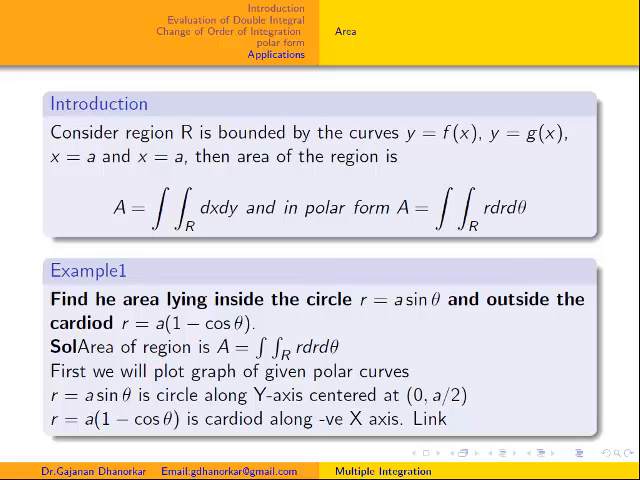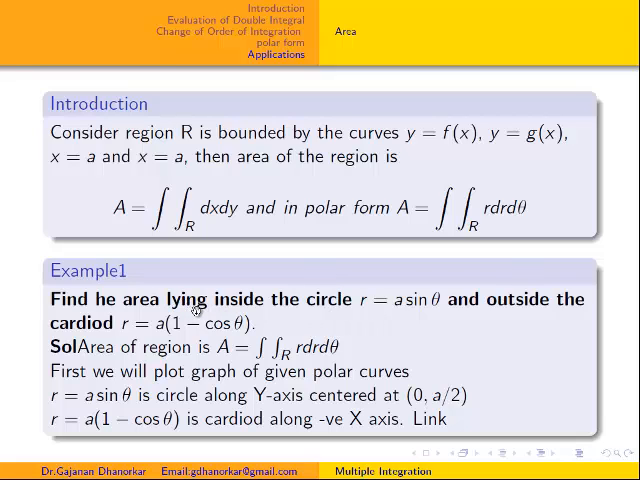Now only this formula is there. By using this formula, we can find the double integration, that means the area for the given curve, where the curve is bounded, and then we will find the area under that curve. We will discuss the first example here.